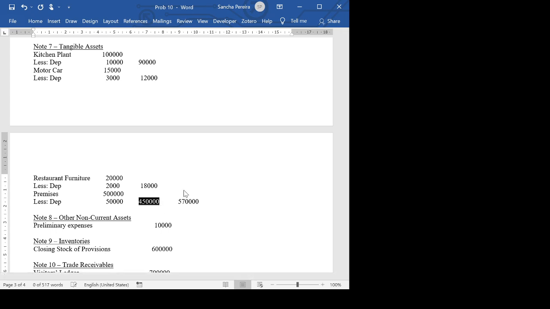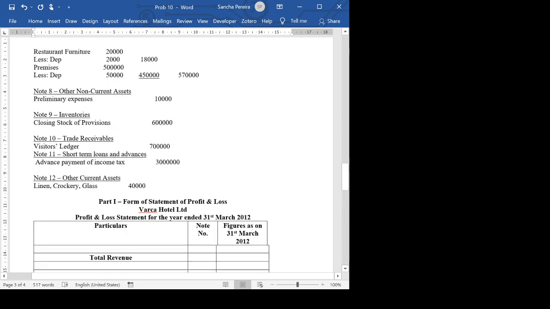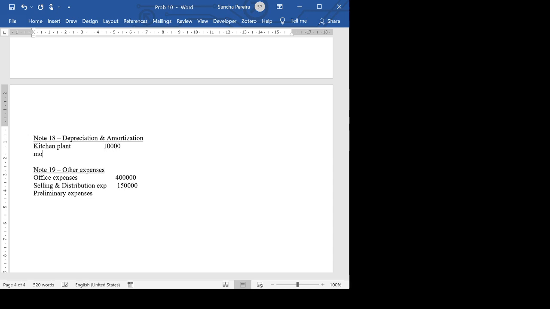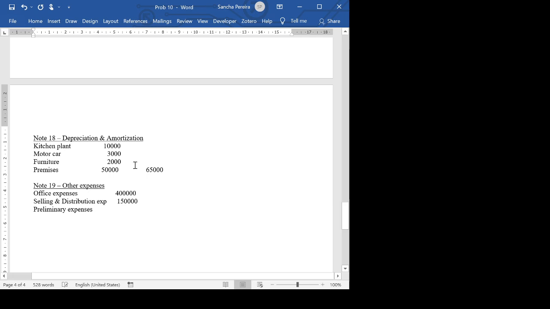We'll also transfer the depreciation at this moment. There's depreciation on kitchen plant 10,000, motor car 3,000, then furniture 2,000, and premises 50,000. So the total depreciation comes to 65,000.